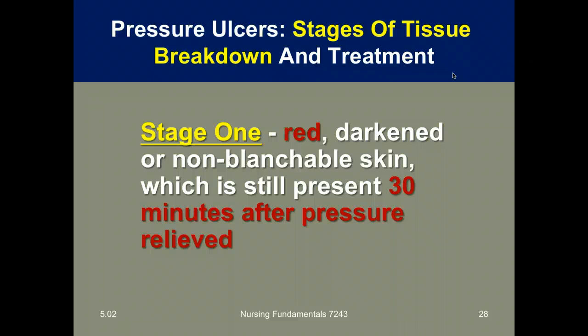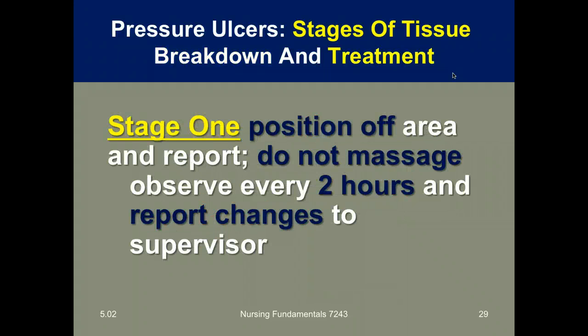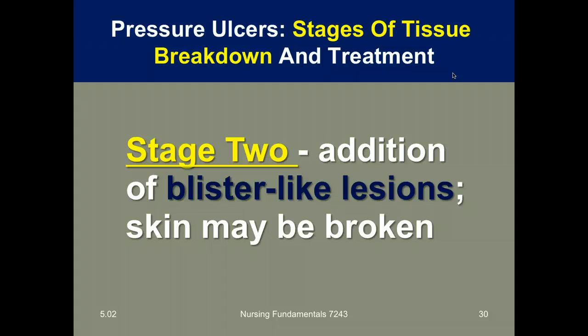A stage 1 ulcer is a red, darkened, or non-blanchable skin which is still present 30 minutes after pressure is relieved. With stage 1, we need to position off the area and report. Do not massage. Observe the area every 2 hours and report any changes.